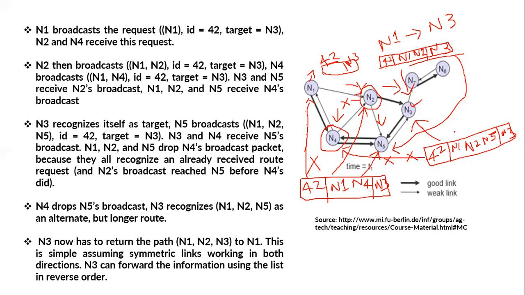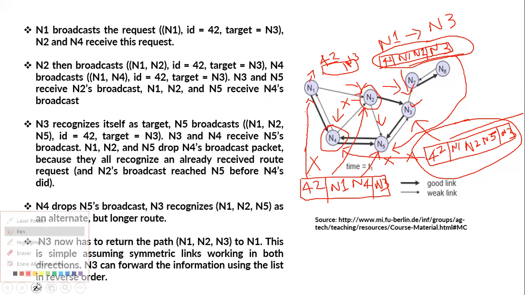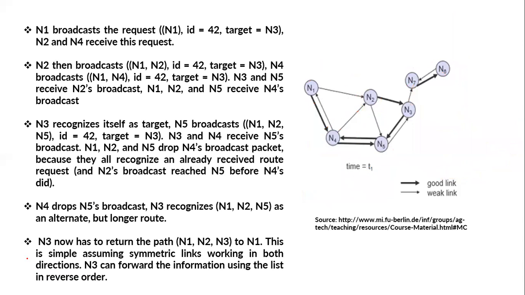So N3 basically identified two paths. There are two paths to reach N3 from N1: N1, N2, N3 and N1, N2, N5, N3. Out of these two paths, the first path has fewer hops than the second. So finally, N3 will take this path and discard the other. N3 now has the return path, N1, N2, N3. So this is how the dynamic source routing algorithm works.